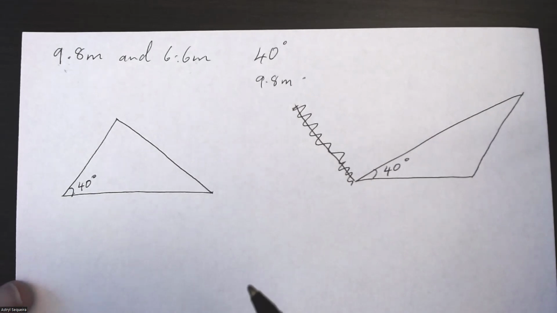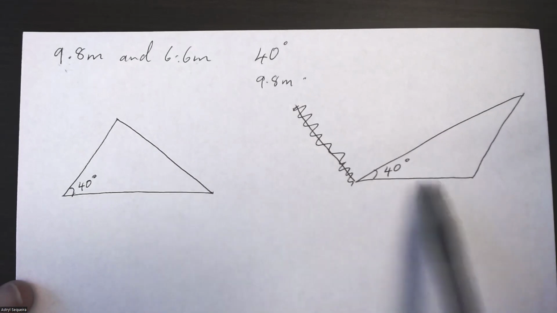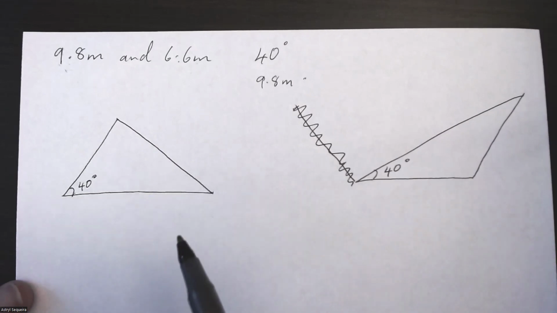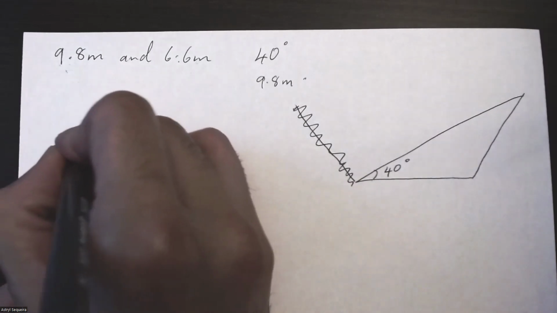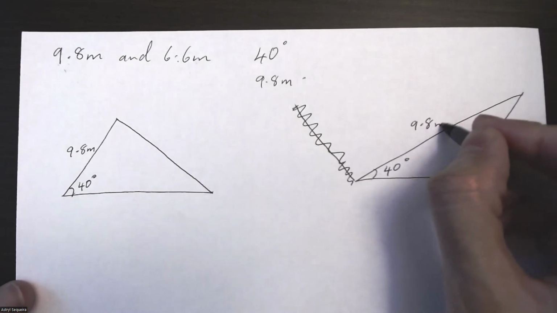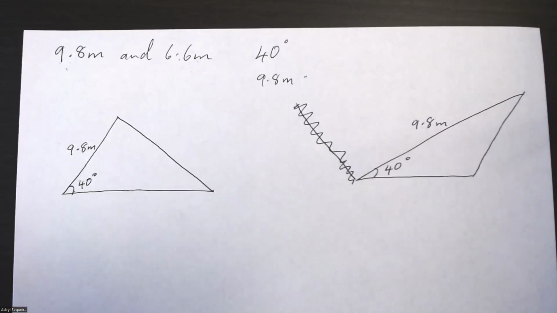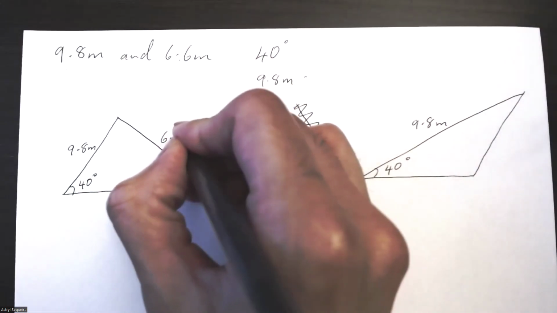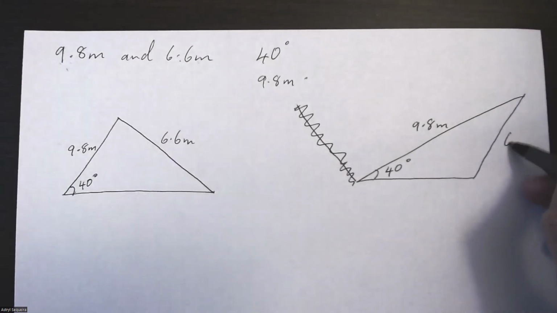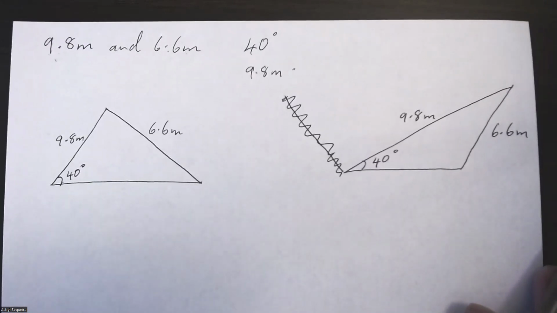Now, again, the question said that the unknown side, which I'll always keep on the bottom in both my triangles, and the side with 9.8 meters form the angle of 40 degrees. So I'm going to label that in both my triangles as well. And then the other side is 6.6 meters long. So this is how I'm going to start labeling out both my triangles for the ambiguous case.